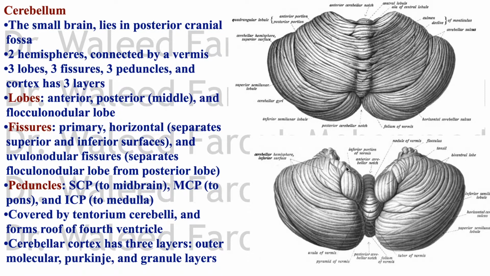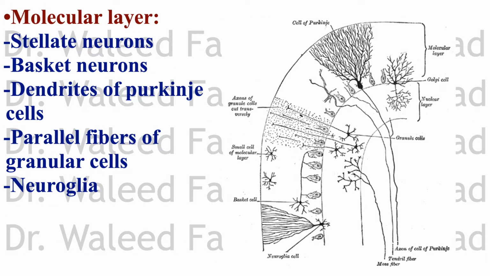The cerebellar cortex has three layers: outer molecular, the Purkinje cell layer, and the granule cell layer. So outer molecular, Purkinje, and granule. The molecular layer is this layer, has a collection of neurons and neuroglia, like stellate neurons and basket neurons. But the most important is to remember that it has the dendritic tree of the Purkinje cells. See, this is the dendritic tree of the Purkinje cell. These are Purkinje cells.